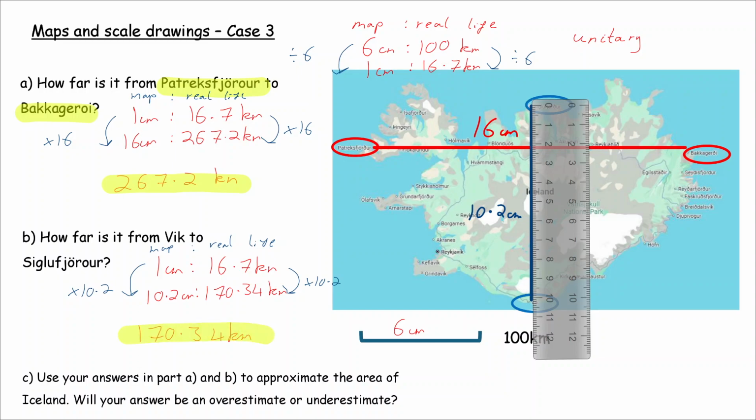Part C is saying this. Let's move this out of the way. It is saying, use your answers to part A and B to approximate the area of Iceland. Will your answer be an overestimate or an underestimate? This is a really cool question. So really what it's saying is, to approximate, let's highlight the keywords here. My highlighter is here. So to approximate, so to estimate the area of Iceland. So really what I'm saying here is, and let's go and give myself some more room.